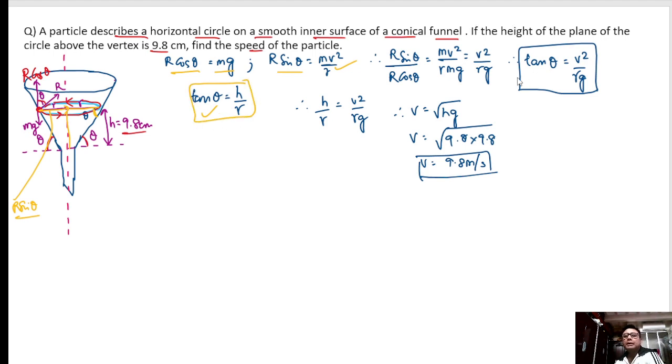So from here we are getting tan theta equal to v square by rg, and tan theta is h by r. So using this relation, we are getting v equals root hg. So that is the velocity of the particle. That is the velocity of rotation of the particle.